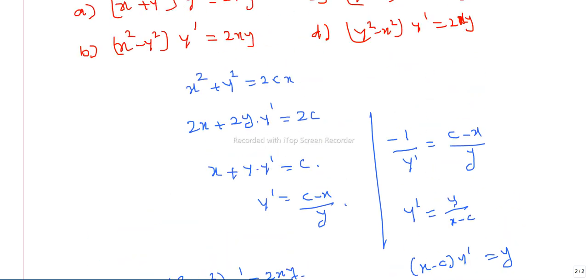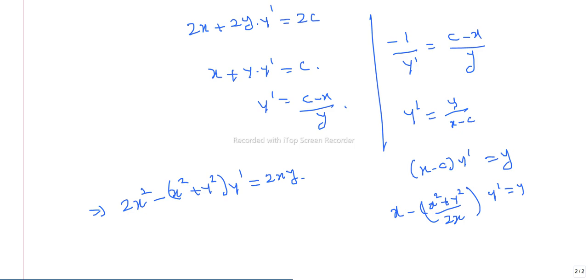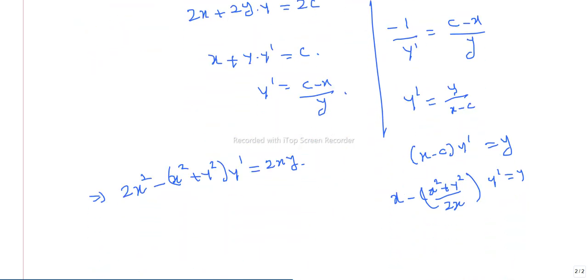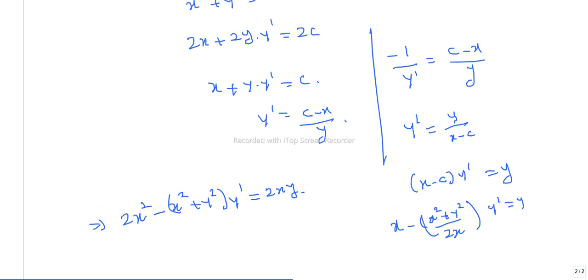x square minus y square into y dash. So we wrote x minus C whole into y dash, no? y dash belongs to 2x square also here. And on the left side, y dash is common for this one. So now it's correct.